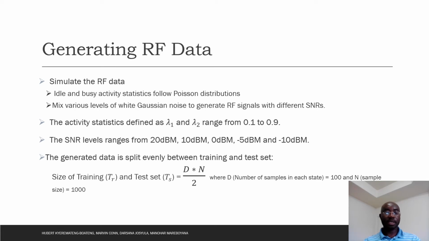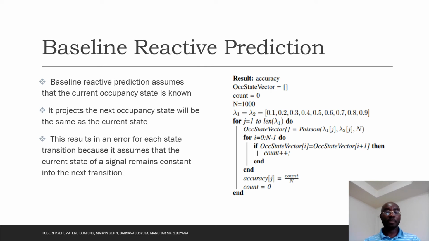Size of training and test set is given by this formula where D is the number of samples in each state, which equals 100, and N is the sample size. Baseline reactive prediction. The baseline reactive prediction assumes that the current occupancy state is known. It projects the next occupancy state will be the same as the current state. This results in an error for each state transition because it assumes that the current state of a signal remains constant into the next transition.